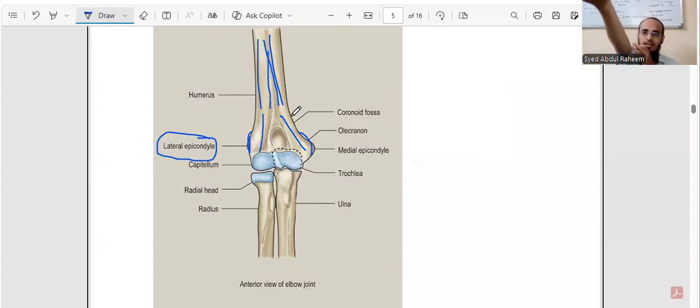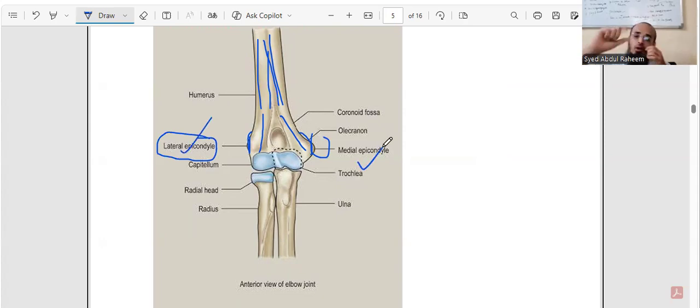So this is the medial side. You will be able to see this is the medial side. Here you will be able to see this is the lateral side. It is away from the body, so that's the reason we call this the lateral side. This is the lateral side, this is the medial side.